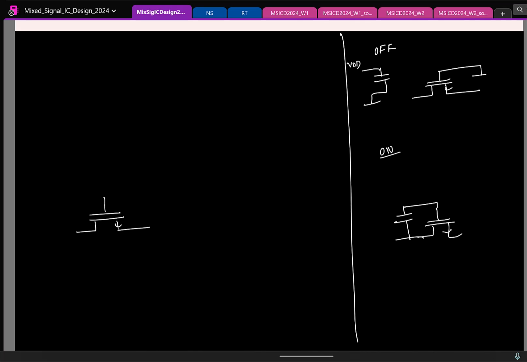So this is the main sampling switch. When the switch is off, when phi equal to 0, mind you, and when it is on, phi is 1. When it is off, I want to pull this to ground. So what do I put between this and ground? I should put a switch, and it should be controlled by which clock? Yeah, phi equal to 0.